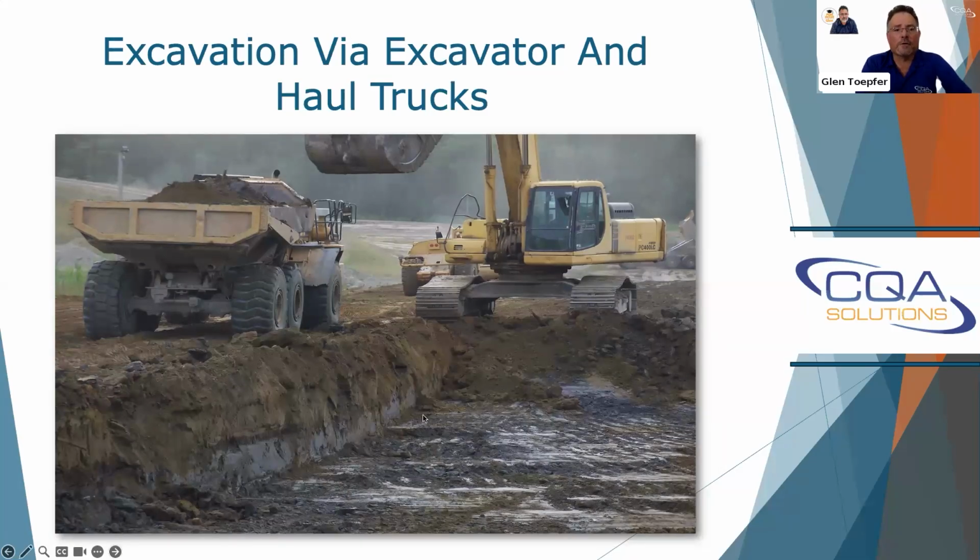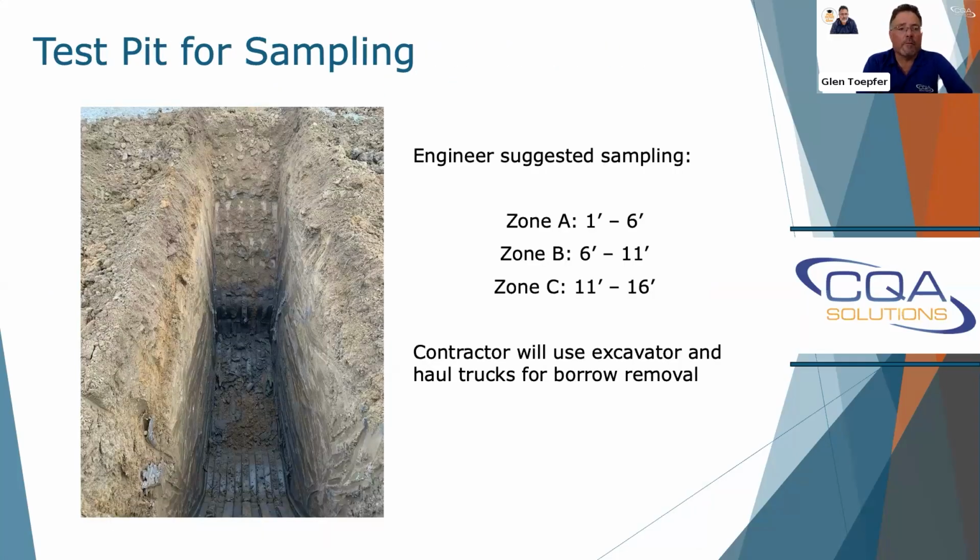And those are all getting mixed together, which for some things may be fine. For other things, it might not be fine. So it depends on the use of it. But when you're trying to use proctors for the different materials, there can be a huge difference, and they may not be compatible. This is a test pit example, a sampling where the engineer suggested we have a sample from 1 to 6 feet, 6 to 11 feet, and 11 to 16 feet. So one test pit, 3 different zones.